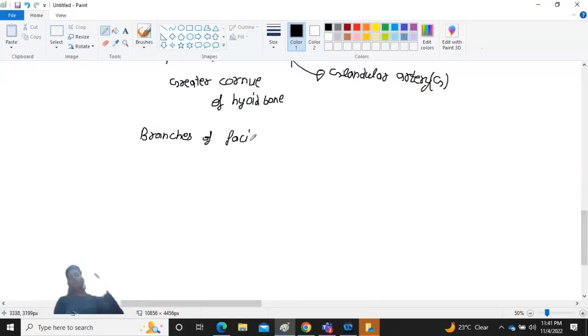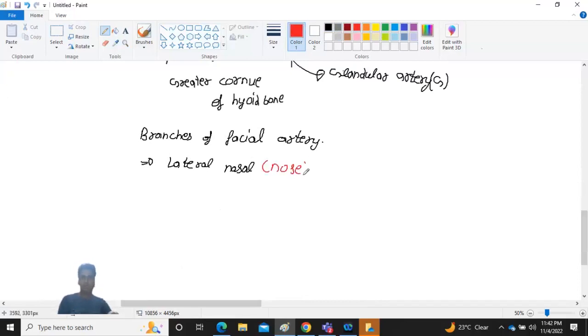Basically, there is a separate artery for the lip, a separate artery for the nose, submental, different arteries of the facial artery. We can write here. First artery, we can write lateral nasal, for the nose. Done.